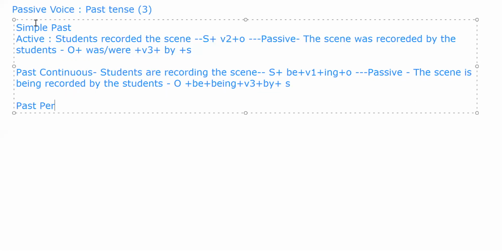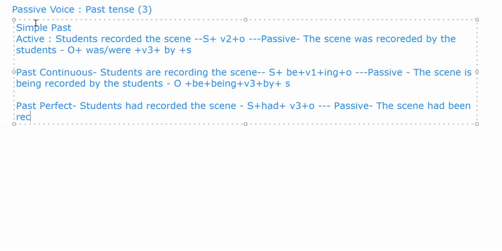Last, past perfect. Students had recorded the scene. So it will be subject plus had plus V3 plus the object, which turns into passive as: the scene had been recorded by the students. In present perfect there was has and have, but in past there will only be had, so there is no change with the subject. So we'll keep object plus had been, in order to support verb's third form, plus by plus the subject. So that's past perfect.